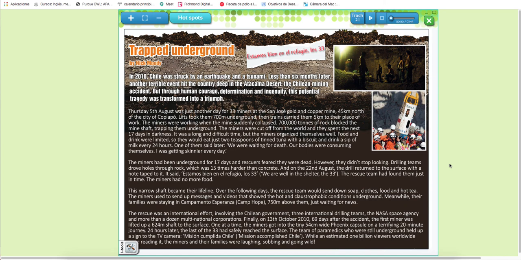The miners had no more food. This narrow shaft became their lifeline. Over the following days, the rescue team would send down silk, clothes, food, and hot tea. The miners used it to send up messages and videos that showed the hot and claustrophobic conditions underground. Meanwhile, their families were staying in the Campamento Esperanza, Camp Hope.